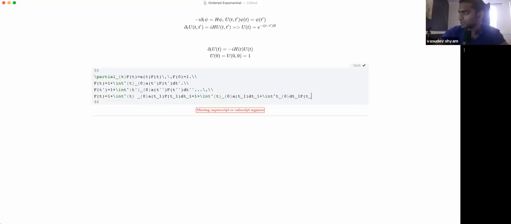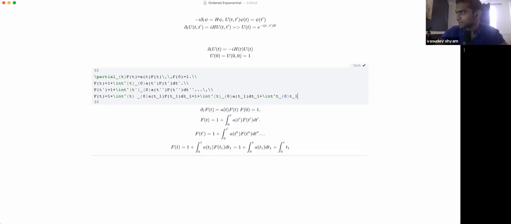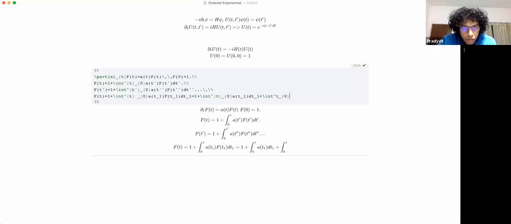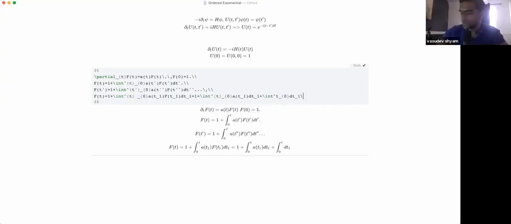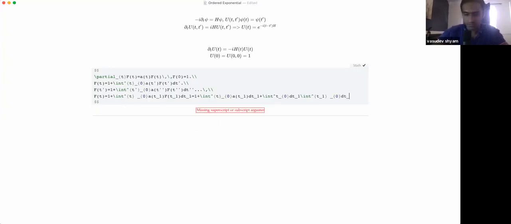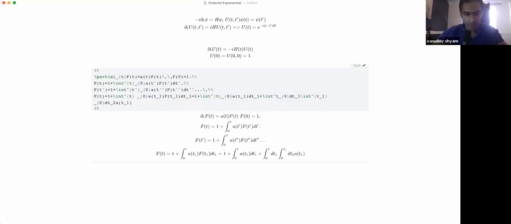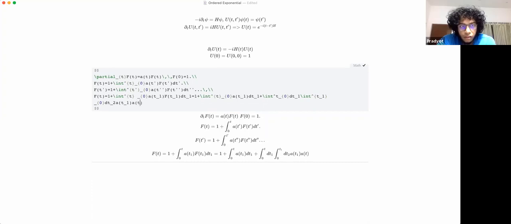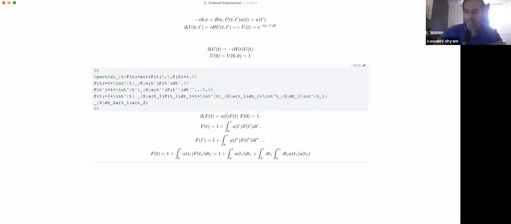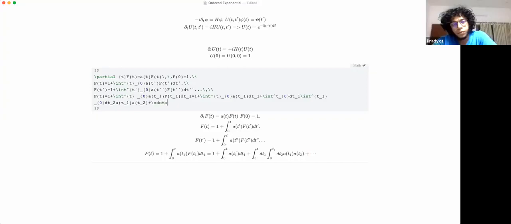So eventually what we're going to start seeing is something like this: a of t1, integral from 0 to t, dt1, integral from 0 to t1, dt2, a of t2, because that's how f of t2 starts. And then you just keep doing this.